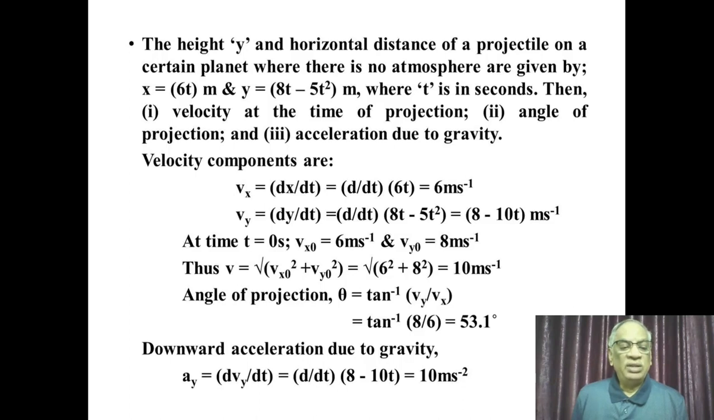So the actual velocity of projection can be obtained as v is equal to square root of Vx naught square plus Vy naught square, that is 10 meters per second. And the angle of projection is tan inverse of Vy by Vx at the initial condition. So it is 53.1 degrees. Then the downward acceleration due to gravity is obtained as ay is equal to dVy by dt, that is the rate of change of velocity in the vertical direction, that is d by dt of 8 minus 10t, that is minus 10 meters per second square.